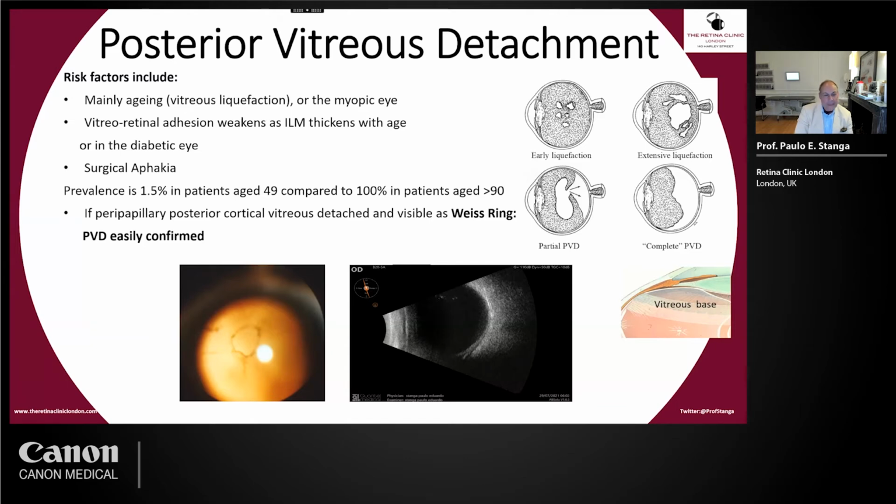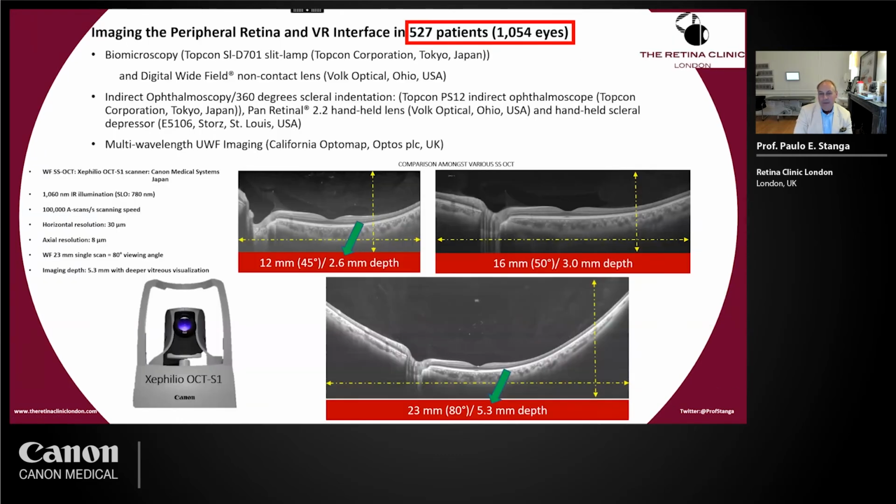It is very easy to diagnose a PVD when you have a Weiss ring, but this is not always possible. And we have to remember that we start with early liquefaction, moving on to the growth of these lacunae, which tend to coalesce. We then have a partial PVD and then a complete PVD. And sometimes it can be incomplete with the vitreous attached to the optic nerve head. So we will look at this in a couple of minutes.